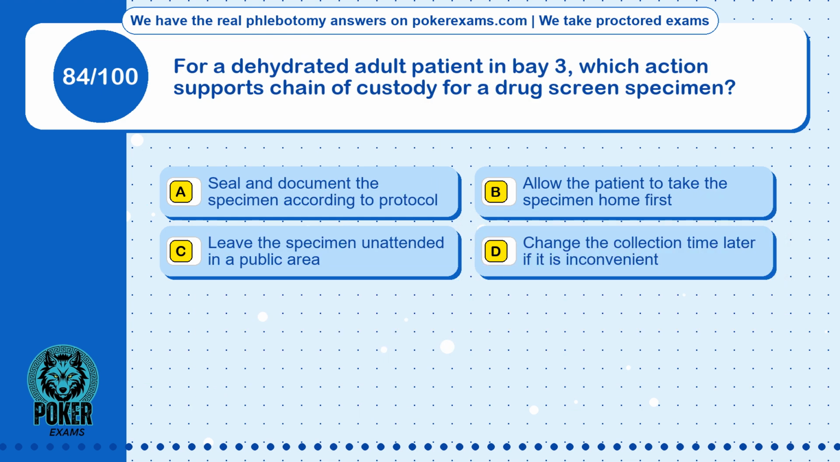Question 84. For a dehydrated adult patient in Bay 3, which action supports chain of custody for a drug screen specimen? Option A. Seal and document the specimen according to protocol. Option B. Allow the patient to take the specimen home first. Option C. Leave the specimen unattended in a public area. Option D. Change the collection time later if it is inconvenient.